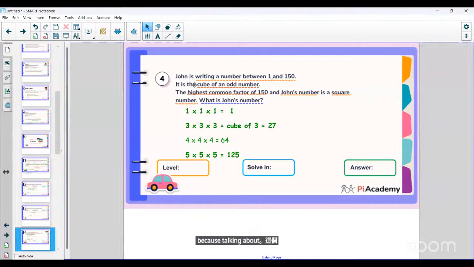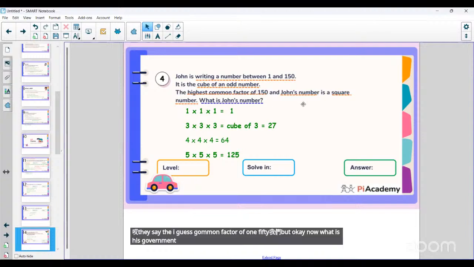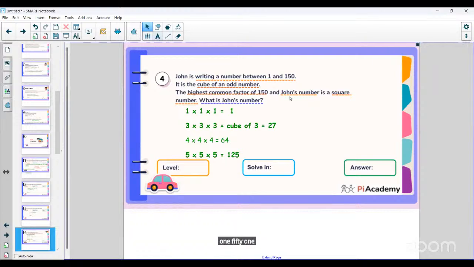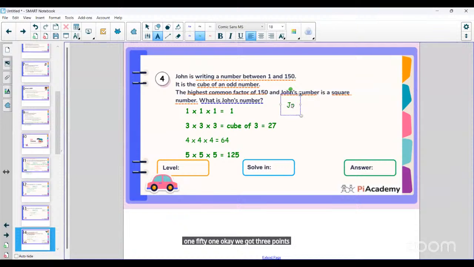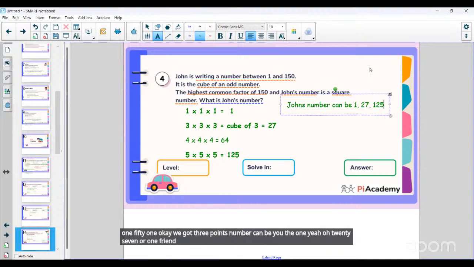Let us see the clues. Well, it is a cube of an odd number. All right, we got 1, 27 and 125. And they say the highest common factor of 150 and John's number is a square number. So John's number can be either 1, or 27, or 125, the cubes of the three odd numbers between 1 and 150.